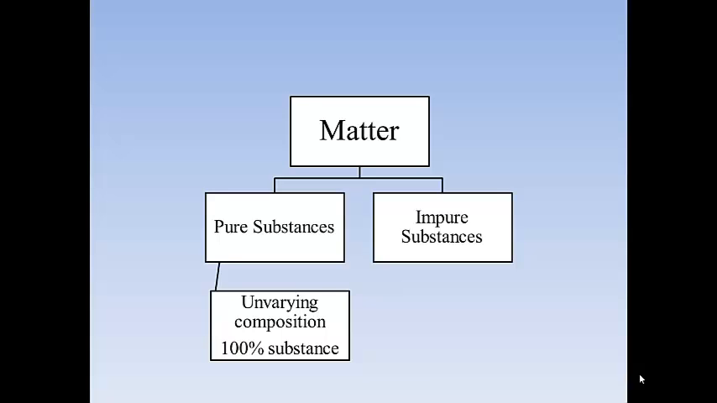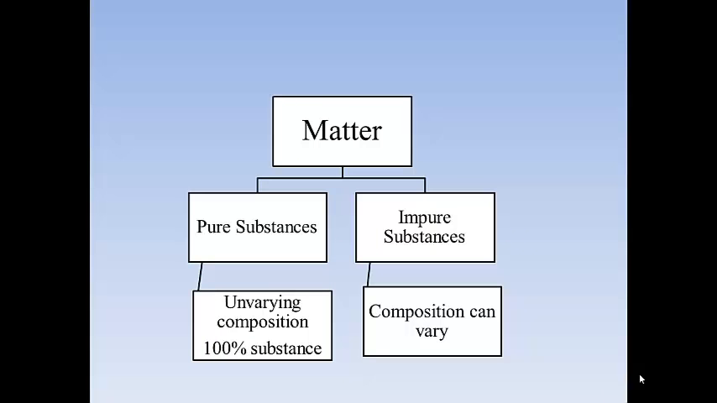Impure substances, on the other hand, have a varying composition, or, in other words, the percentage of the components can vary. Think of a cup of salt water. I start with pure water, only water molecules. I then dissolve a teaspoon of table salt into it. I can make it saltier by adding another teaspoon of salt and stirring it up.